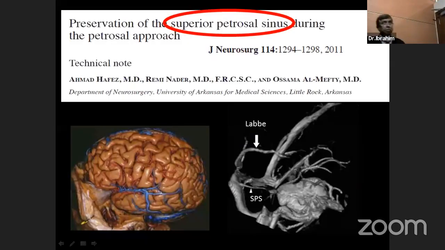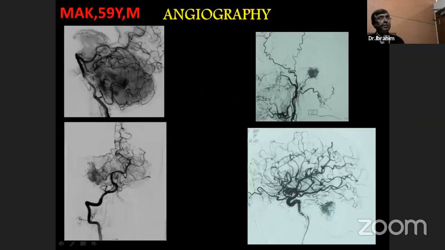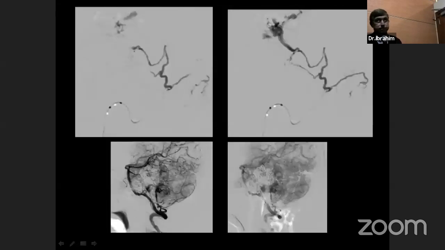Beautiful paper by Asem al-Mefty about the vein of Labbe. He called it the triangle of Bermuda. You may need to embolize these tumors. And this is one case that I embolized. It's coming from the external carotid, it's coming from the vertebral and its branches. So this is the case, and this is the embolization material.